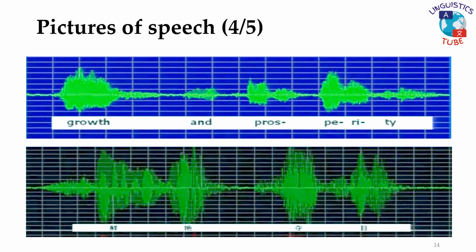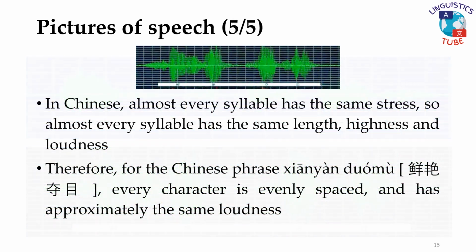In contrast, the rhythm of Chinese is very different. In Chinese, almost every syllable has the same stress, so almost every syllable has the same length, highness, and loudness. Therefore, in the picture on the screen, for the Chinese phrase 鲜艳多木, every character is evenly spaced and has approximately the same loudness. So, you can see how Chinese and English rhythms are different.